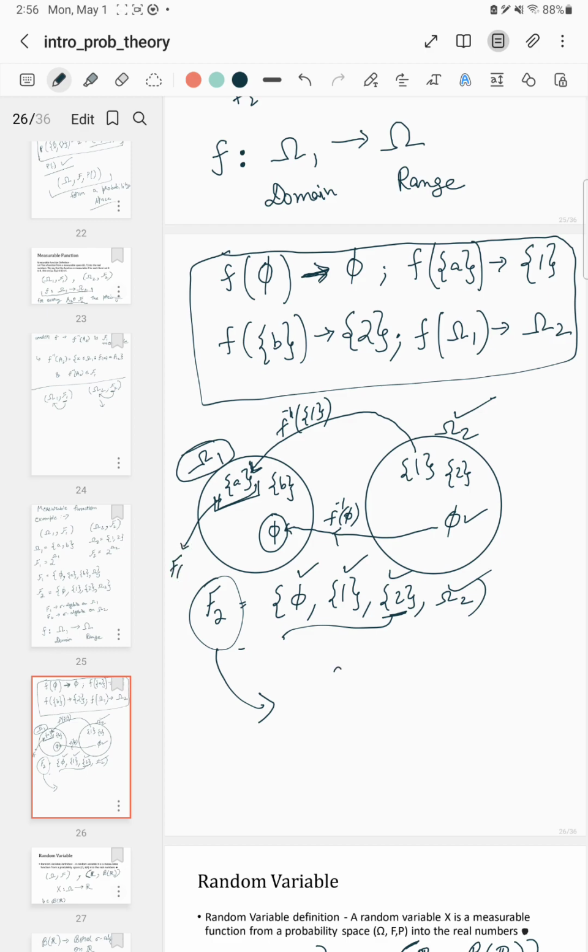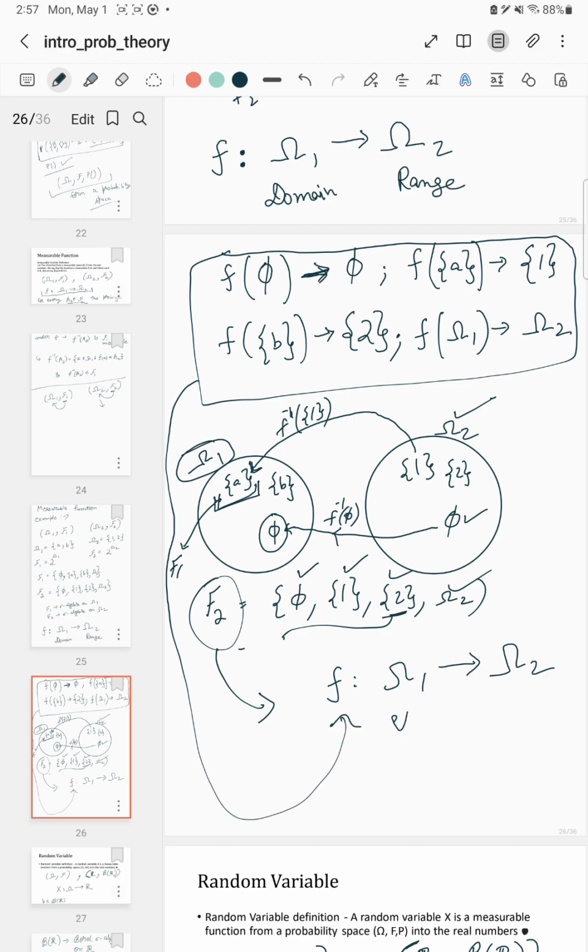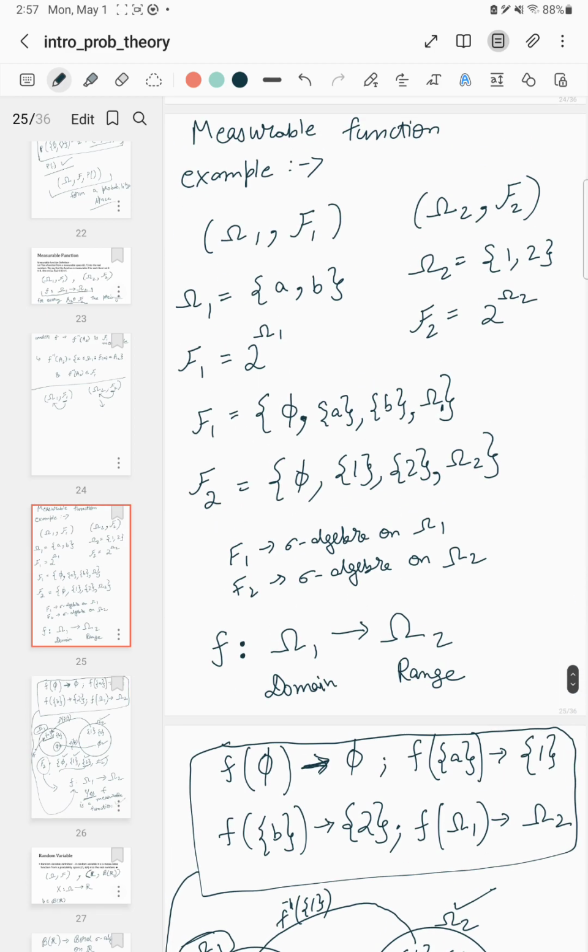Hence the f which we have defined like this, with domain of sample space omega 1 and the range of sample space omega 2, such that it maps like this, yes, in this case f is a measurable function, as it satisfies the condition of a measurable function.